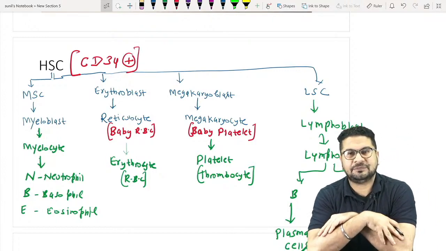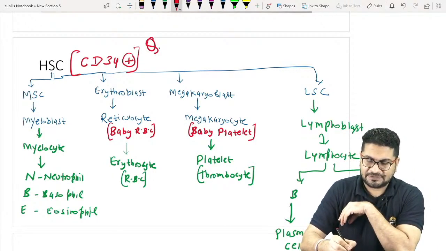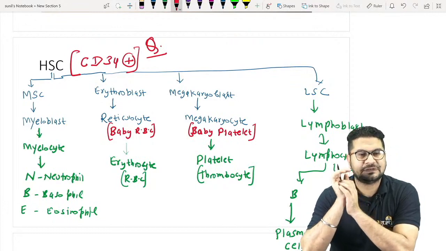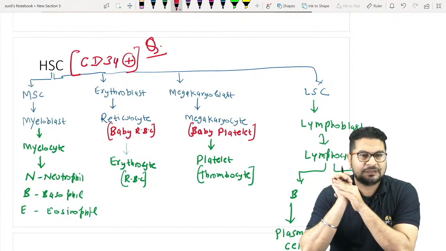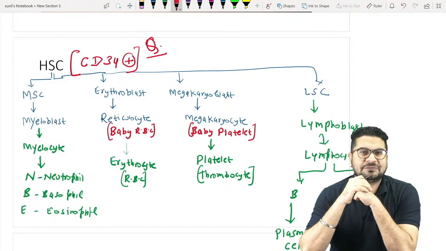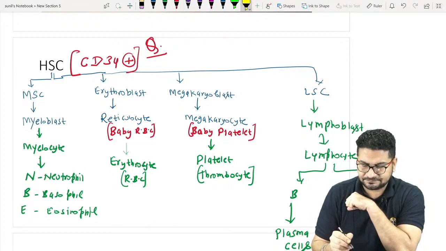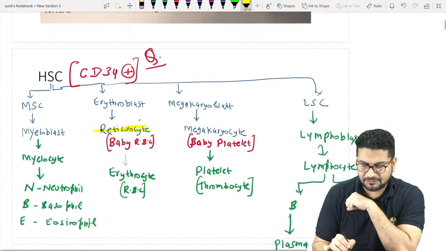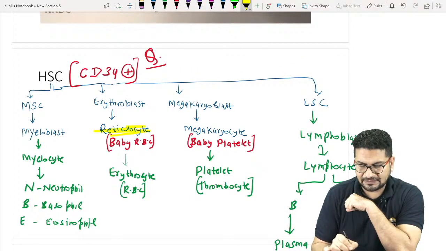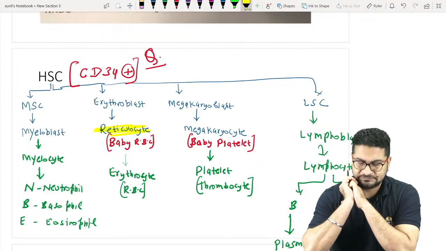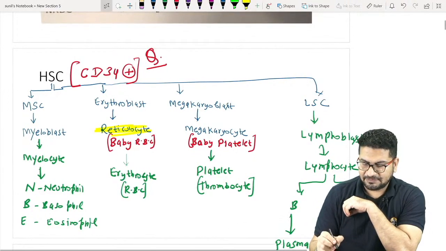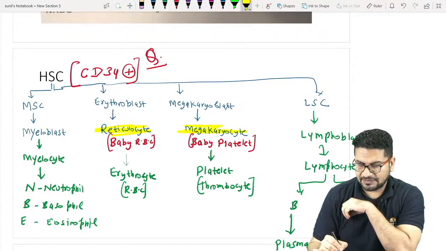So the first MCQ I am asking you is: hematopoietic stem cells are positive for which CD marker? CD34. Then understand, baby RBCs are your reticulocytes. And baby platelets are your megakaryocytes.